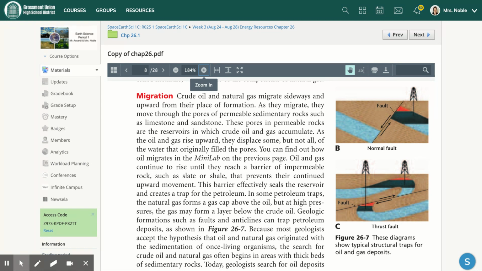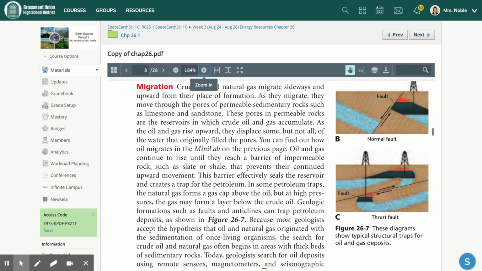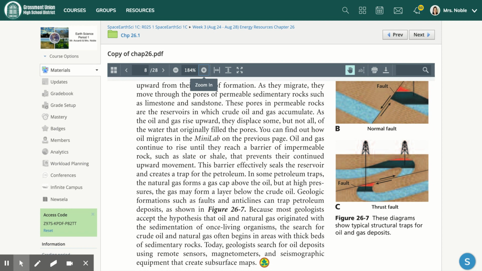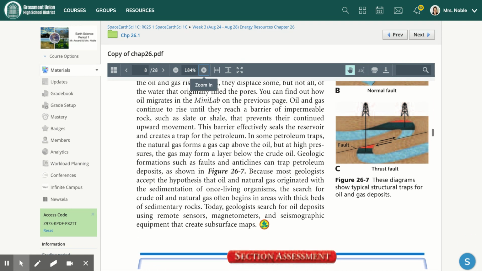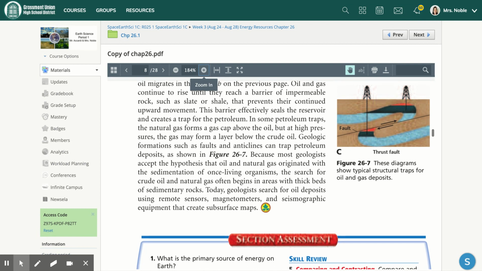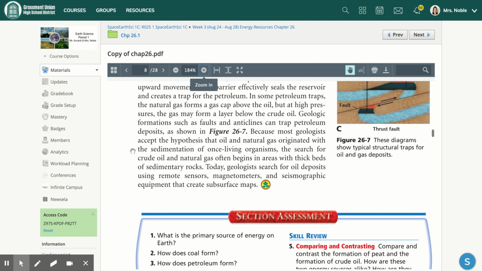Oil and gas continue to rise until they reach a barrier of impermeable rock, such as slate or shale, that prevents their continued upward movement. In some petroleum traps, the natural gas forms a gas cap above the oil, but at high pressures, the gas may form a layer below the crude oil. Geological formations such as faults and anticlines can trap petroleum deposits, as shown in Figure 26.7.